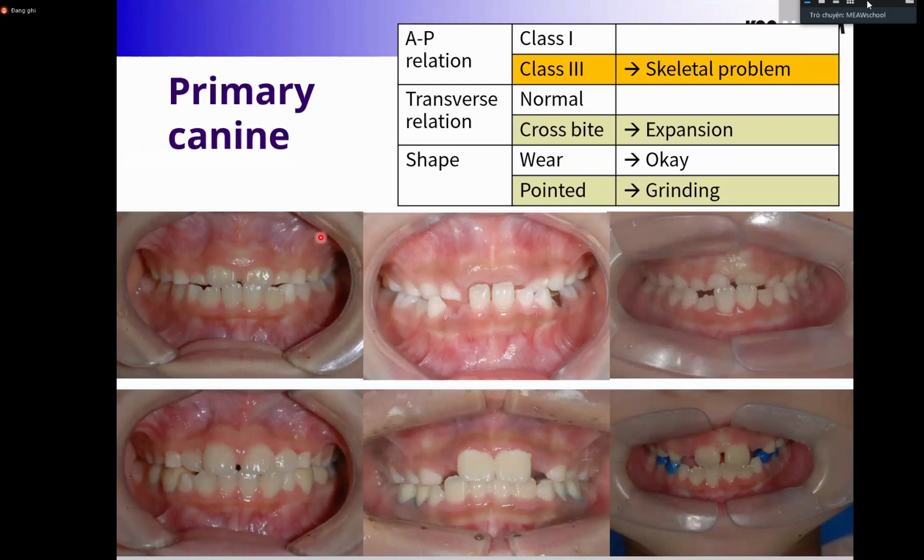When you treat class 3 malocclusion, I want to emphasize the position of primary canine relation. For anterior-posterior relation, if the patient shows class 3 primary canine relation, it may cause skeletal problem. If there is a crossbite, we need expansion or grinding, and also we can see the pointed canine tip, and we should grind the point in this area.